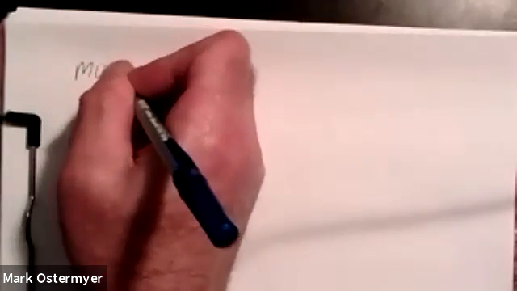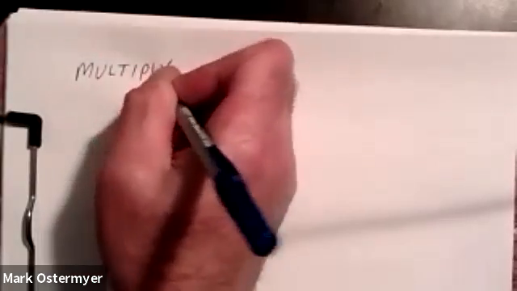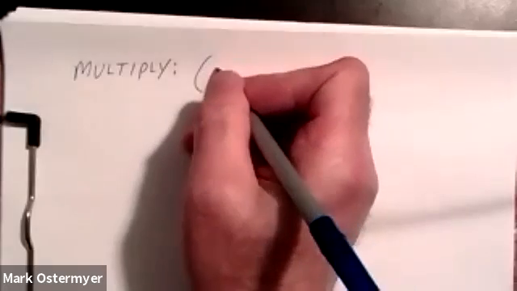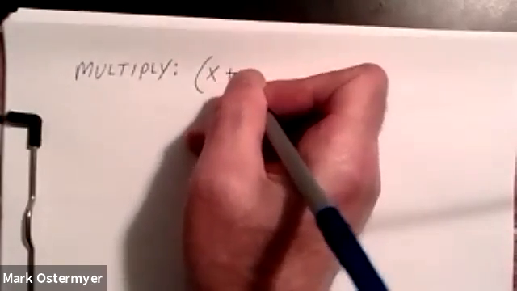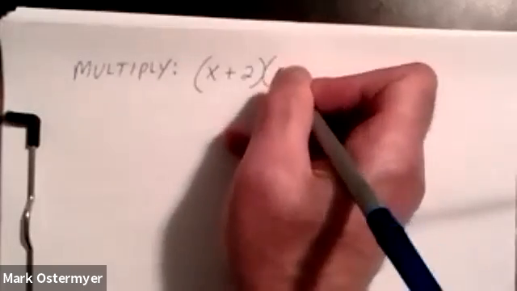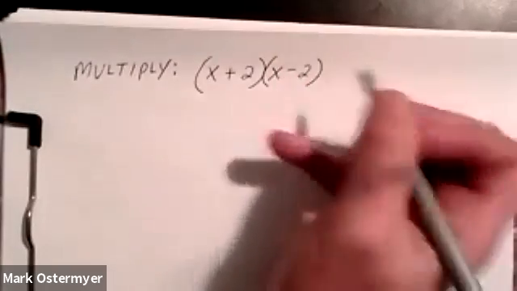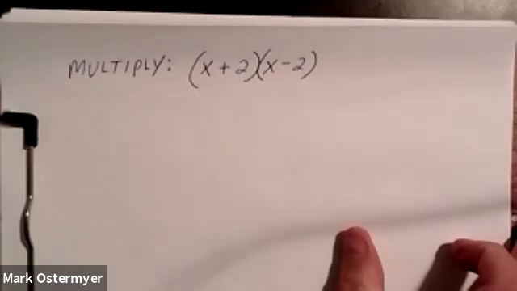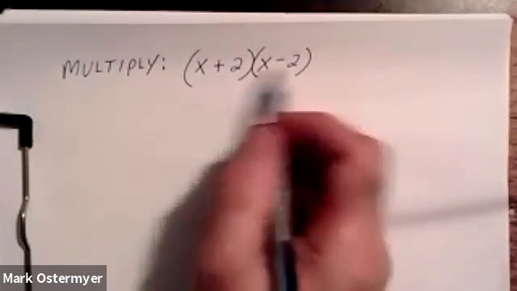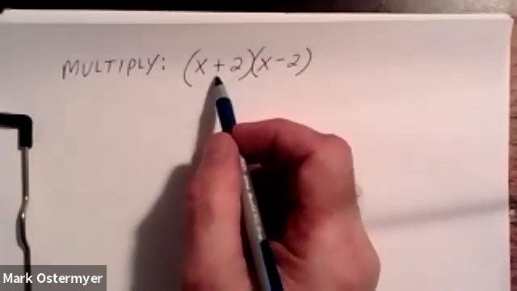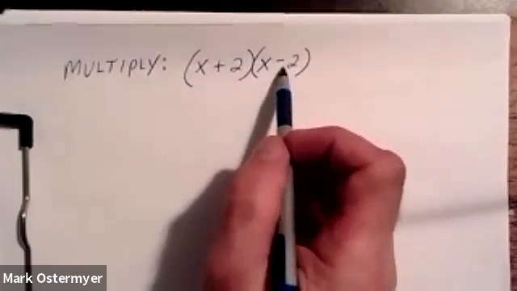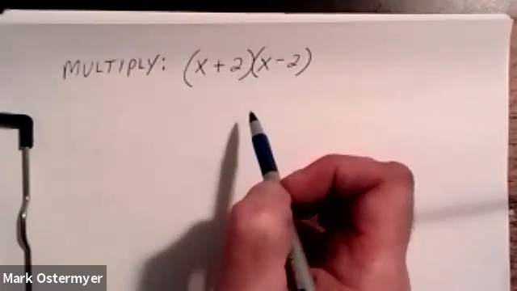So we're going to try to multiply these out. First of all, let's just go with x plus 2. We're going to try to multiply that by x minus 2. So x plus 2 multiplied by x minus 2. When we multiply these conjugate binomials together, we notice that they are indeed conjugates of each other. This is a plus, this is a minus. Other than that, they're identical to each other.